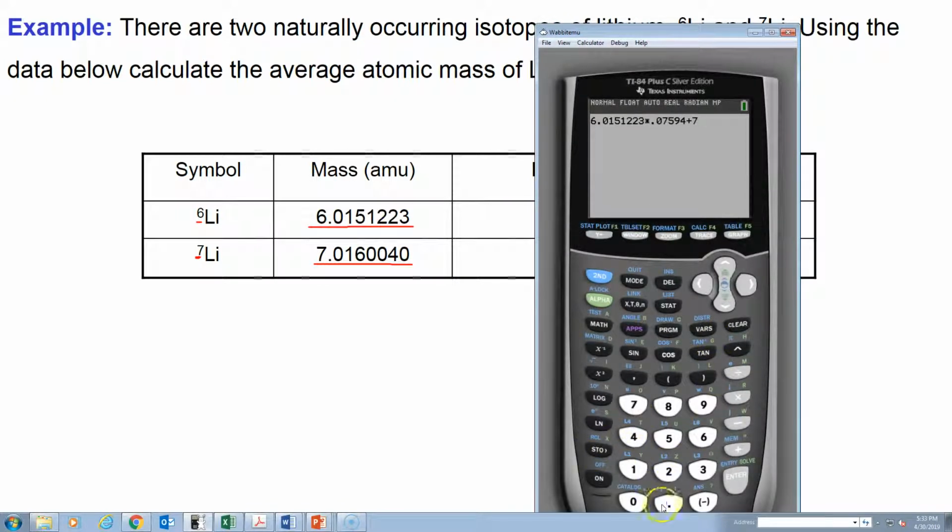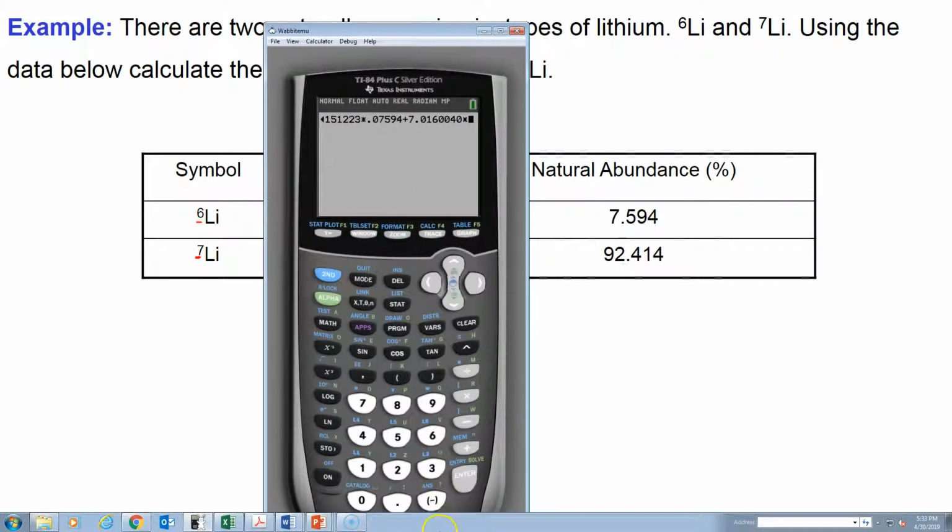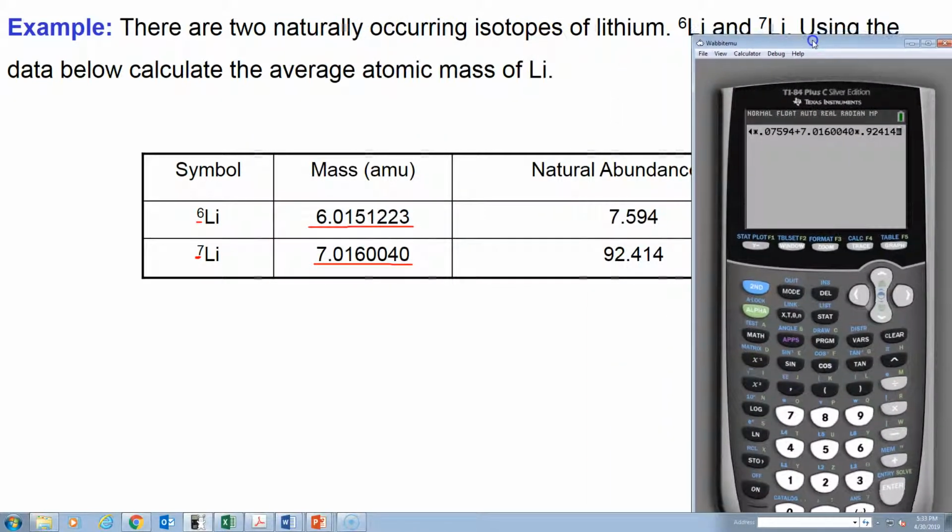So we've got 7.0160040, and again that is going to be multiplied by its abundance divided by 100, so that's 0.92414. And just before I press enter, let's think about this. It's 92% of the heavier one and then 7.6% of the lighter one, so it should be a number that's close to 7, closer to 7 than it is to 6. So let's see what we get. And I got 6.94, and that makes a lot of sense to me.